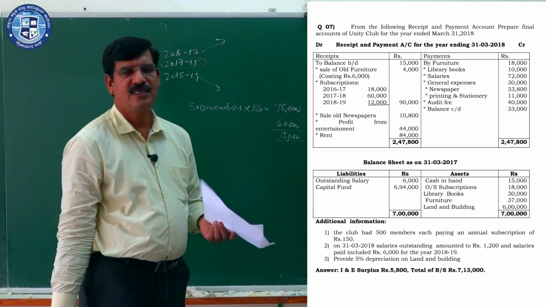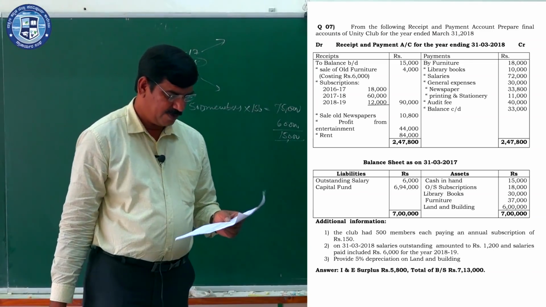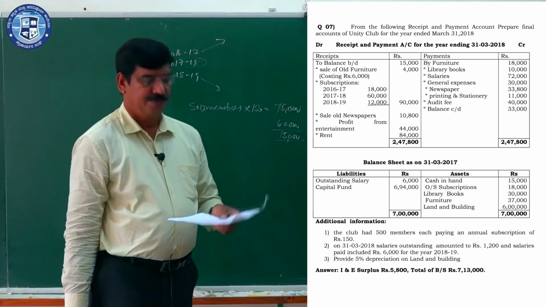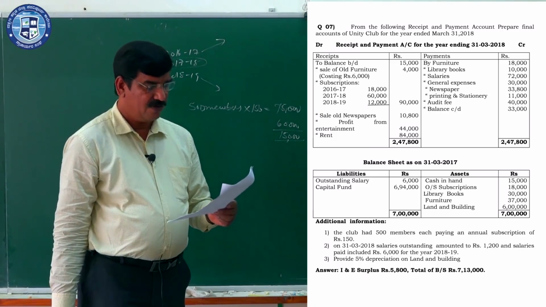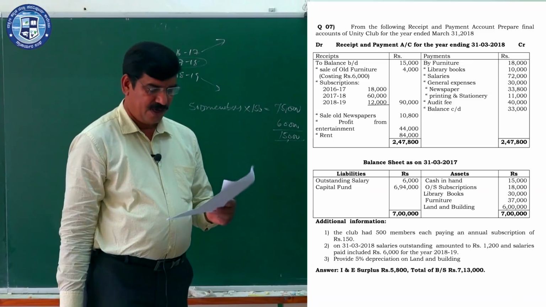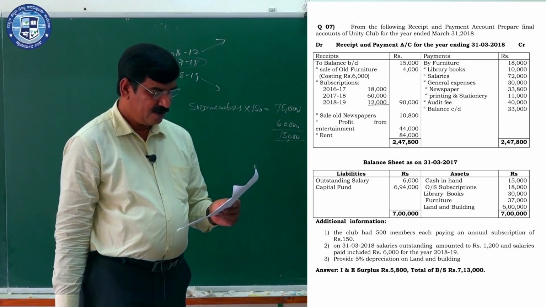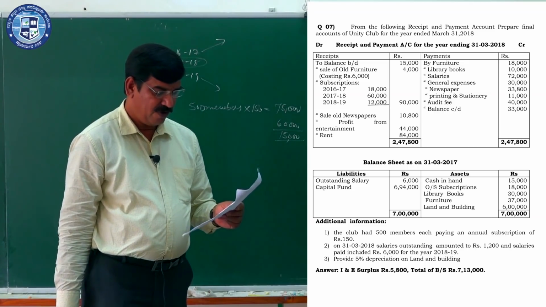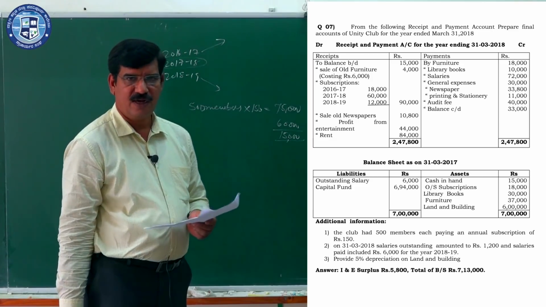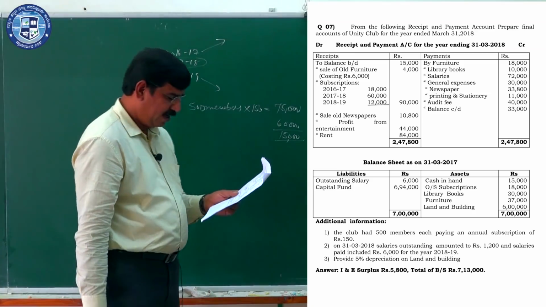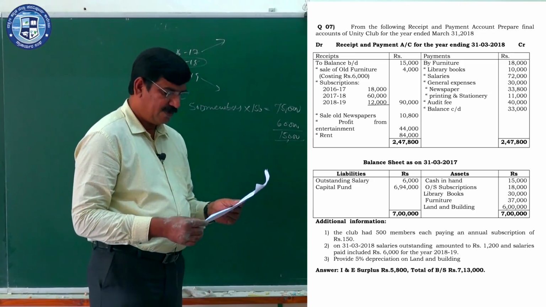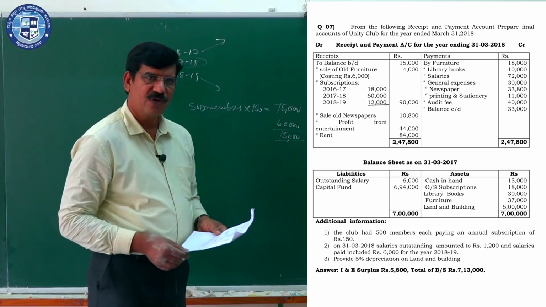So what we can say is it is an outstanding subscription. Okay. Then on 31st March 2018, salaries outstanding 1,200, and we have to add it to the salary. Salaries paid included rupees 6,000 for 2018-19. So there is an advance, we have to write it in the closing balance sheet and we have to deduct it from the salaries. Provide 5% depreciation on land and building, we know how to calculate that.